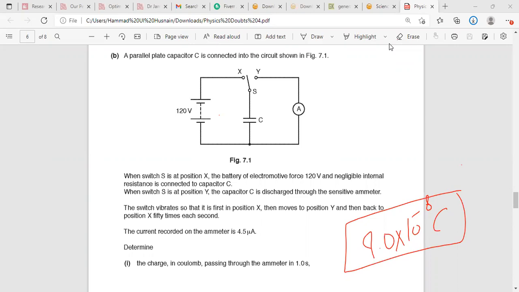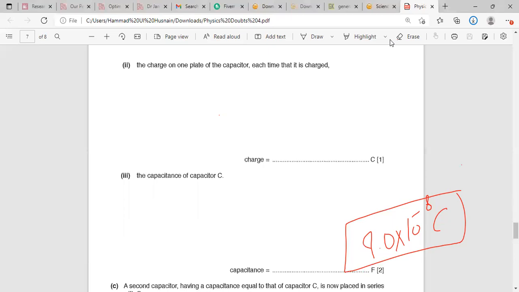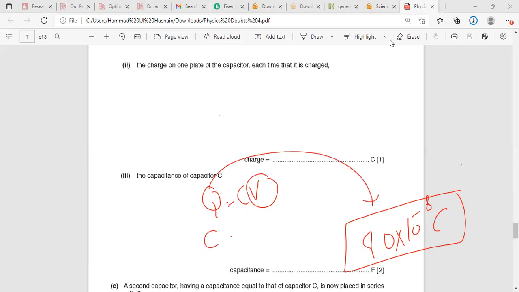Okay, Rani? Yes, sir. Okay, so the next part is about the capacitance, and now we know that Q is equal to CV, right? We are given the potential difference. We have found the charge in this expression, so we will just divide this value of charge by the potential difference, which is 120, and we will find the value of this capacitance in farads, right, Rani? Is it clear? Yes.